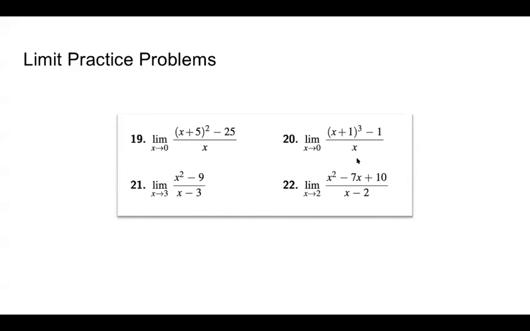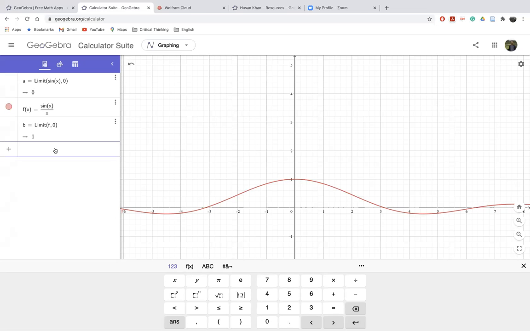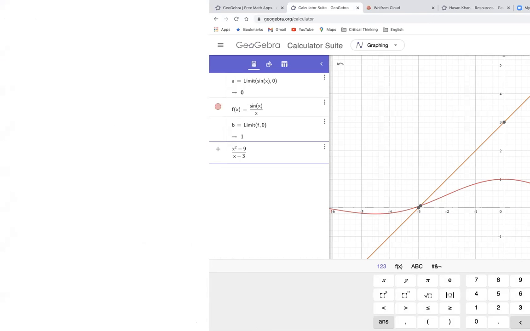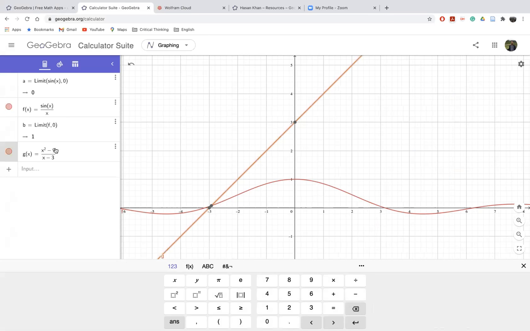All right, so let me just try for you. Let me try again. First, I can simply define the function x squared minus 9 over x minus 3. So first, we define this function.